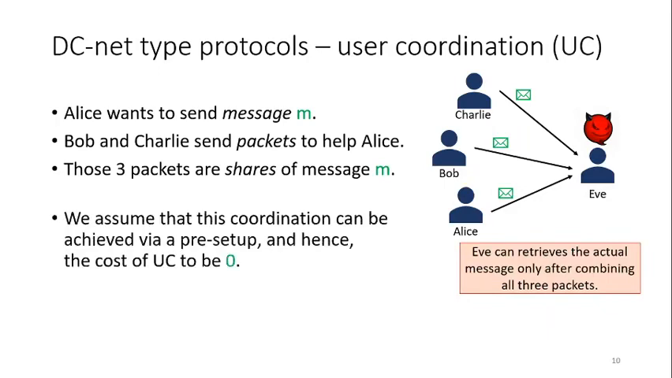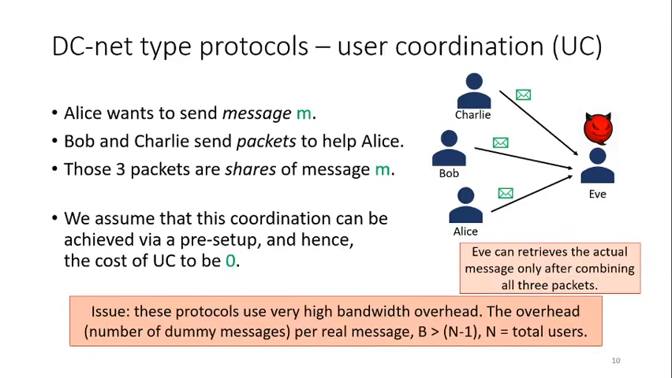And we assume that user coordination can be achieved via pre-setup, and hence the cost of user coordination to be zero. Even with that assumption, it suffers from bandwidth overhead. For example, for each message that Alice wants to send, each one of Alice, Bob, and Charlie sends one packet. So if there are n users, there are n minus one extra packets, and that's a lot of bandwidth overhead. So can we do anything better?